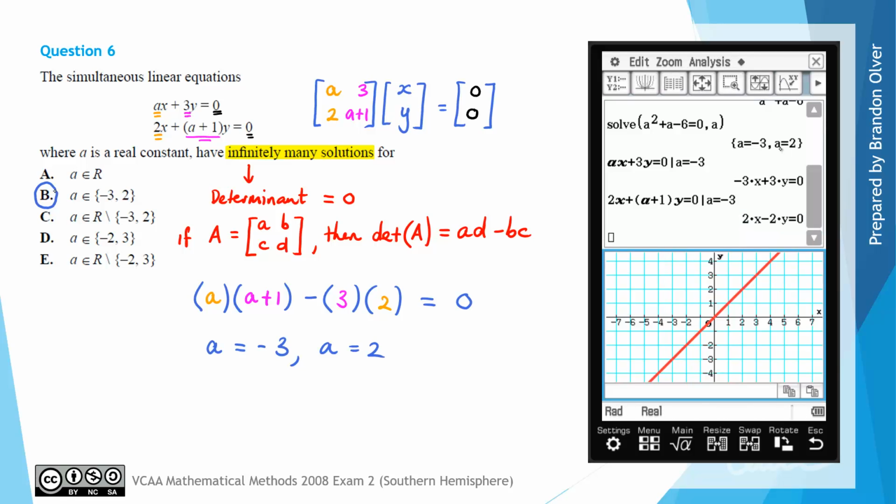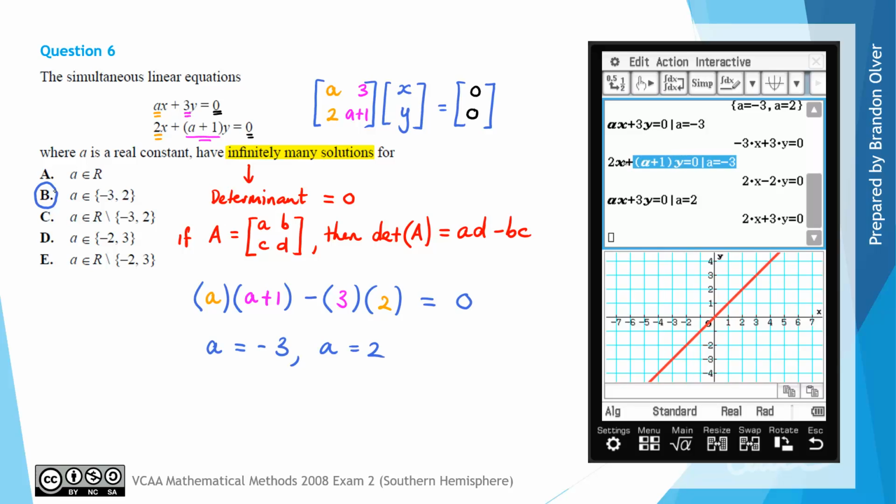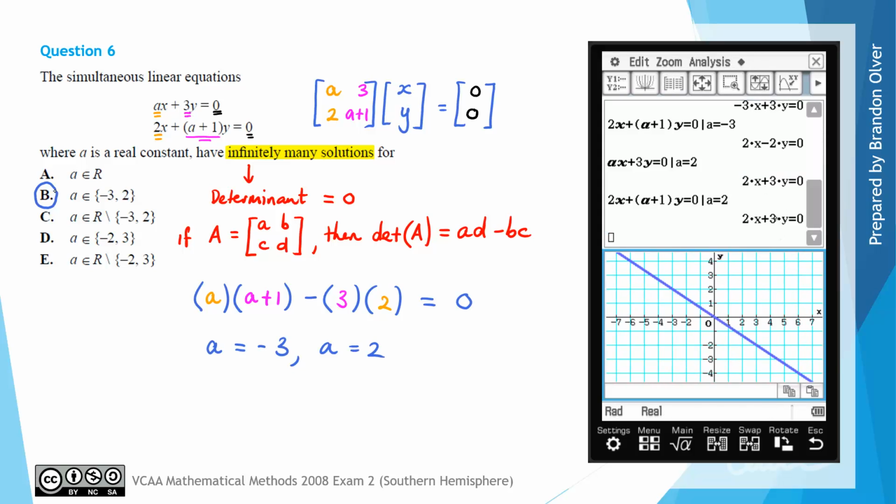And if I did the same thing for when A equals 2, so if I just drag this down and do A equals 2, and then same thing with the second equation, drag it down and change A to be equal to 2. We get two more equations, and dragging those down, you can see that both of those equations are exactly the same line as well. So that goes to show that we have in fact found values of A that give infinitely many solutions.